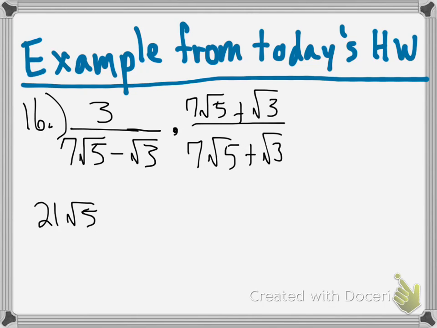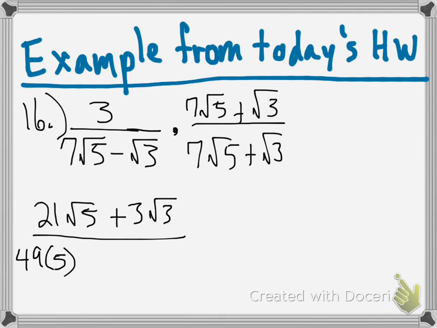And then 3 times the square root of 3 is going to give me 3 square root of 3. That's just me distributing my numerators. Now, down in the denominator, 7 square root of 5 times 7 square root of 5 gives me 49 times 5. I multiplied my two 7s. That's how I got the 49. Multiplying my two square roots of 5 gives me 5. So I have 49 times 5.